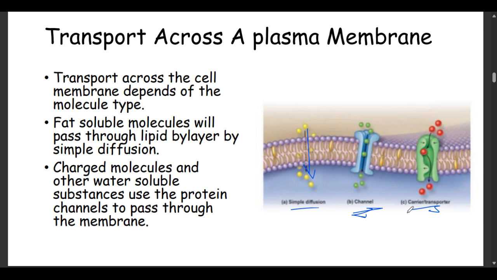Okay, while a carrier or a transporter utilizes energy. Okay, so this is used mostly in active transport. As we are exploring the types of transport, we'll see exactly what that is about. So this is how membrane transport occurs in a nutshell.